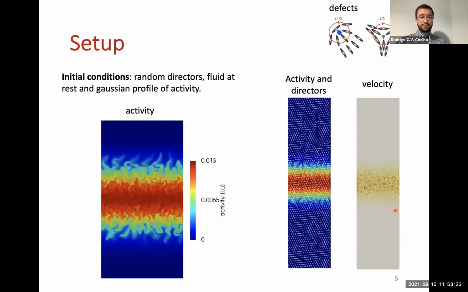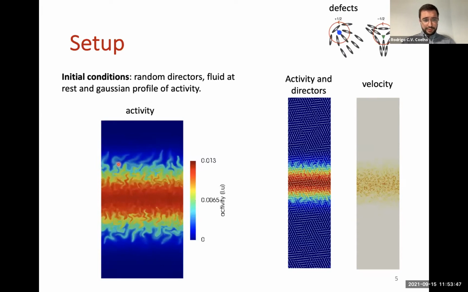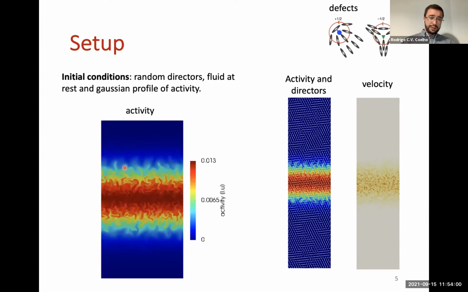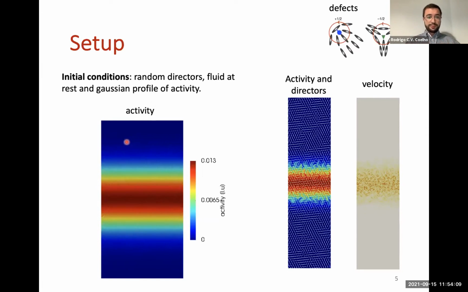The setup we use to investigate the dispersion of activity is basically one dimensional, where we start from a Gaussian profile of activity here in the center. The velocity is initially 0, and the directors point in random directions. So after some time, we see that there is advection. We see some defects leaving the active region and going to the passive one. These are positive defects that are self-propelled, and they carry some activity behind them. After some time, they get stuck here in the passive region because the activity disperses.